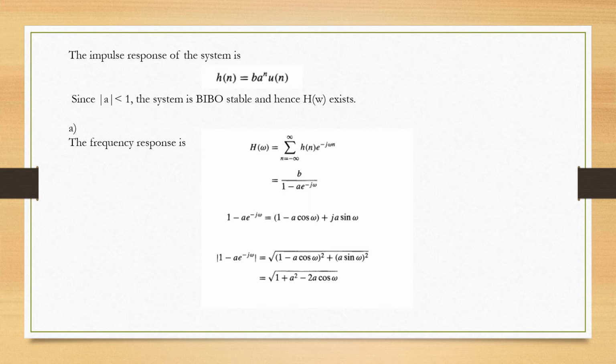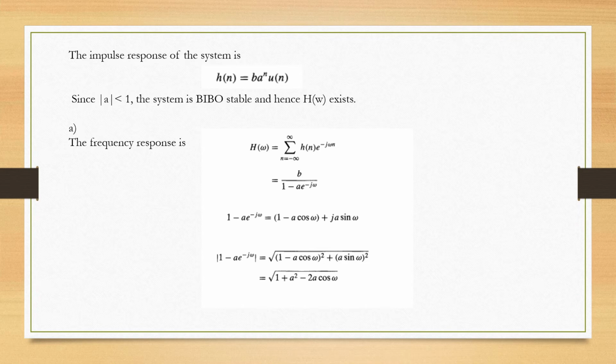Now coming to the a part, the frequency response is H(ω) = summation n equal to minus infinity to infinity h(n) e^(-jωn), which is equal to b/(1 - a e^(-jω)), where 1 - a e^(-jω) = 1 - a cos ω + j a sin ω.